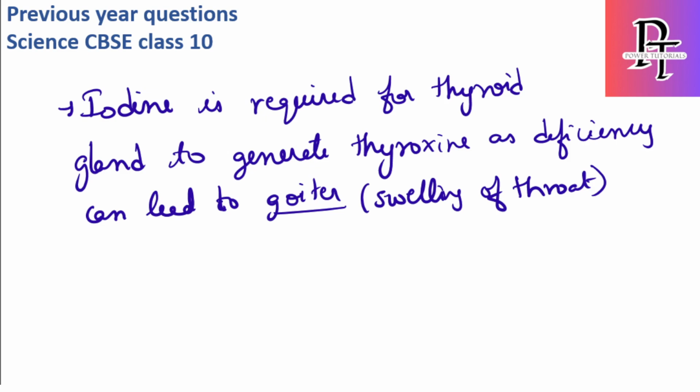And why is it required in the diet? Because it is required by the thyroid gland to generate thyroxine. So if the iodine is not present in the required amounts, then deficiency will occur and deficiency can lead to goitre. Hence the required amount of iodine should be present in our diet.